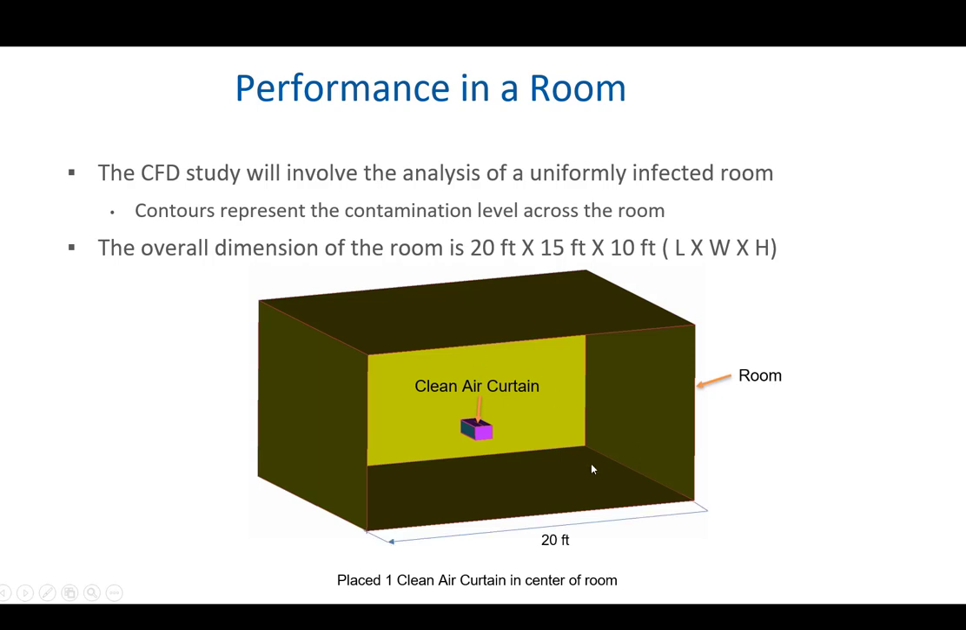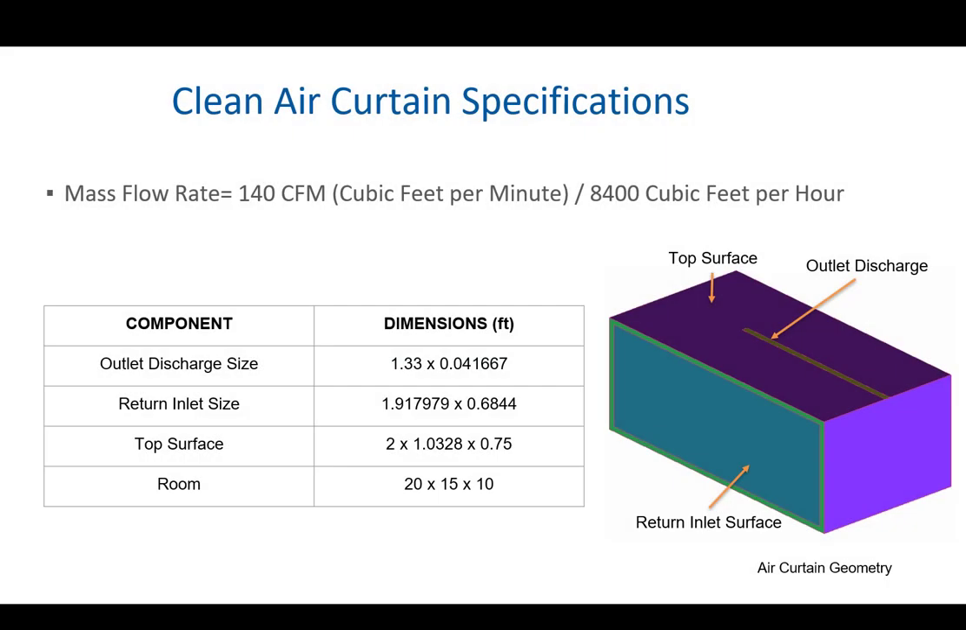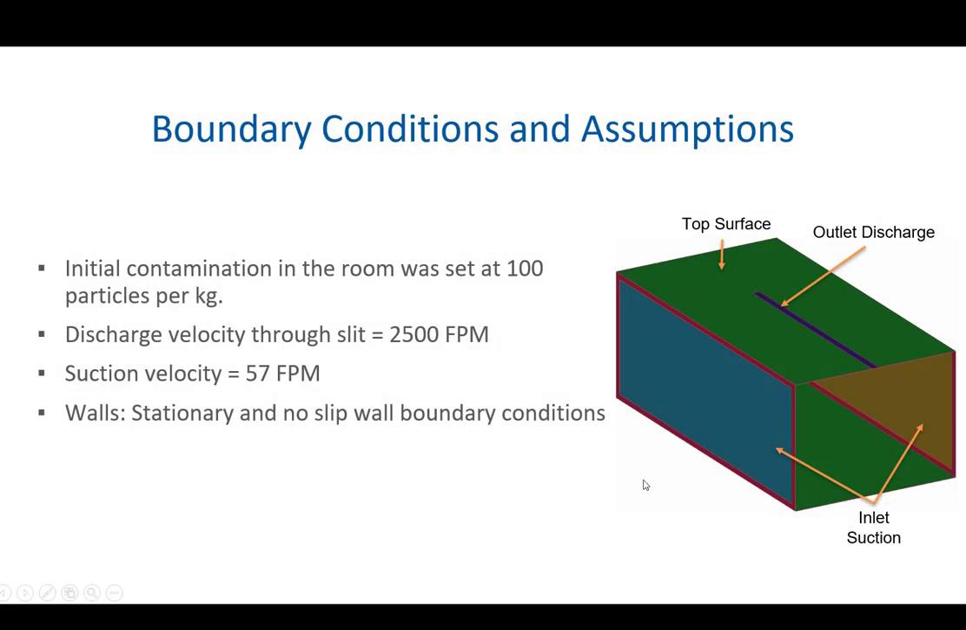This room is a 15 by 20 foot room with a 10-foot ceiling, representing about 3,000 cubic feet of volume, indicative of a meeting room or a classroom. To model the clean air curtain, we have used the exact dimensions of the unit, including the slit at the top, which is 17 inches by 1/2 inch wide. The initial viral load conditions were set at 100 particles per kilogram of concentration in the room and is representative of any pathogen, such as the SARS-CoV-2 pathogen which causes COVID-19. So let's see what happens.